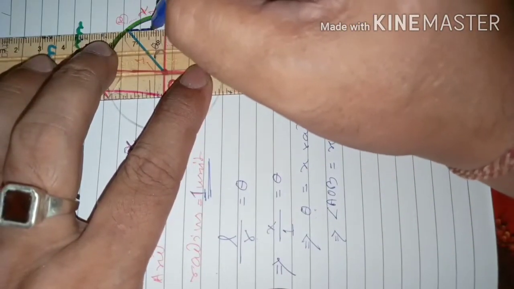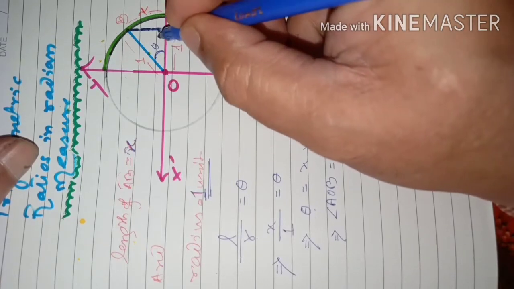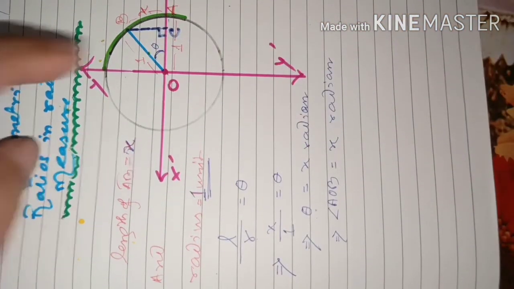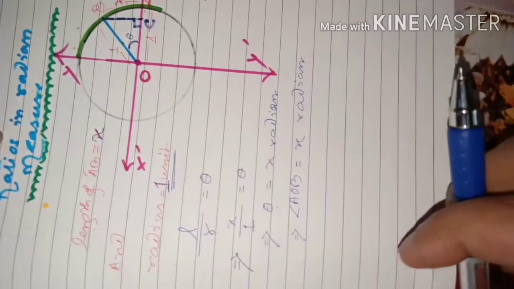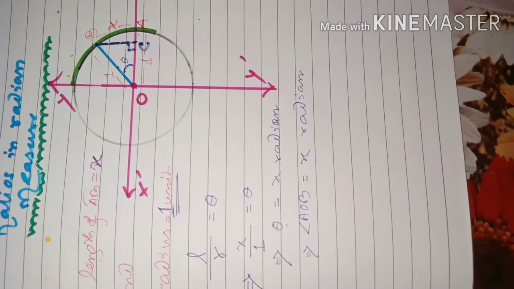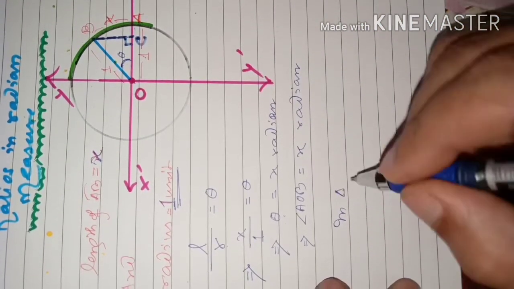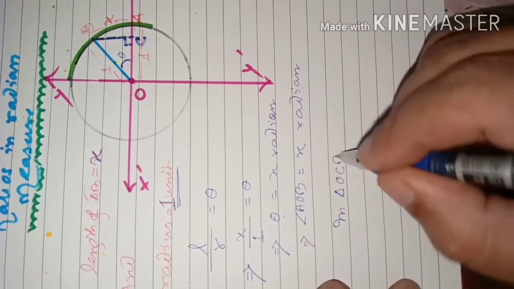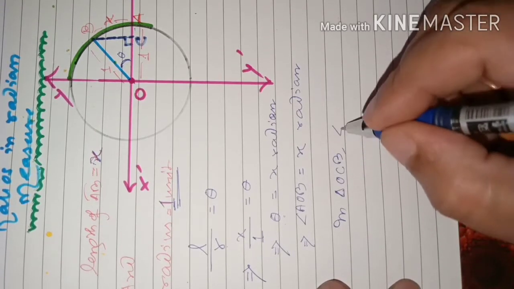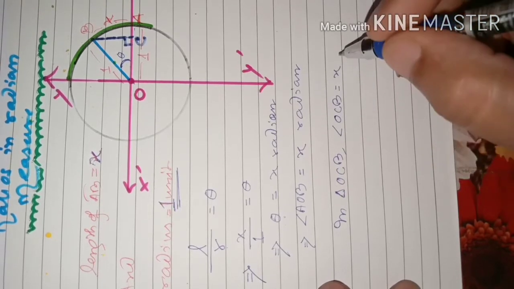So I have dropped a perpendicular here at C. Suppose this angle is 90 degrees. So BC is a perpendicular. So in triangle OCB, that is a right triangle. In triangle OCB, angle OCB is equal to x radian.